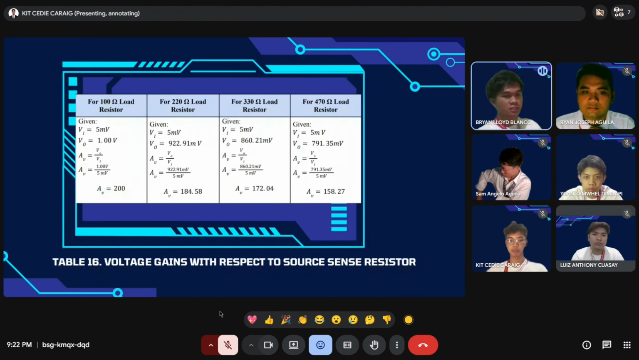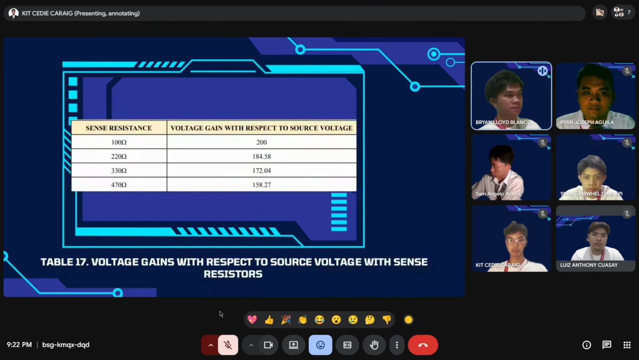Next slide. Table 16. Table 17 presents the same data recalculated with respect to the source voltage, using 5 millivolts as the reference input, yielding gains of 184.58, 172.04, and 158.27 respectively.